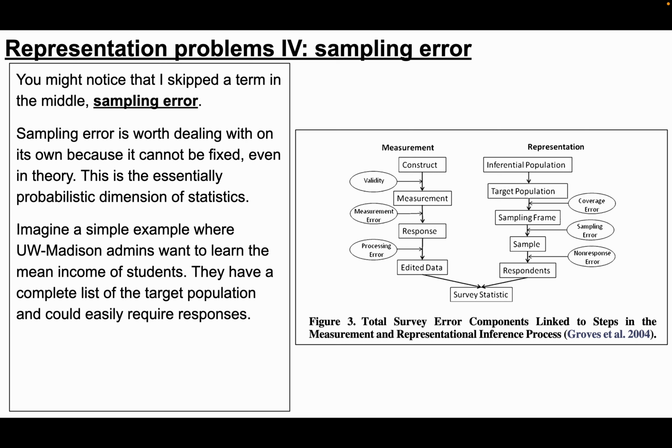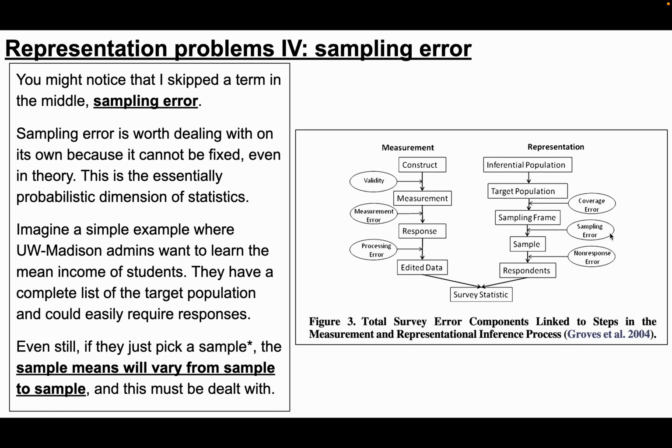So imagine a simple example where UW-Madison admins want to learn the mean income of students. They have a complete list of the target population, so they don't have coverage errors, and they could easily require responses by, say, not allowing you to enroll until you respond. And in fact, they kind of basically do that already. So there's no non-response error, or these things would be very minimal. But there would still be sampling error because if they just pick a sample, the sample means will vary from sample to sample, and this has to be dealt with.